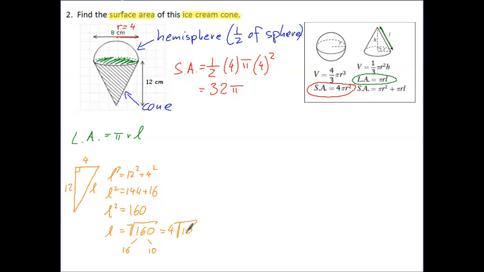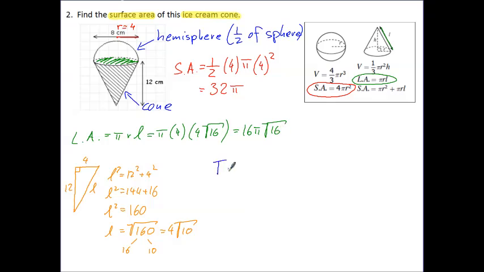That's our slant height. Now let's put that into our formula for the lateral area. We got pi times r, which is 4, times 4 times the square root of 10. And we're going to keep that square root of 10 for now. We got 4 times 4, that's 16. So we got 16 pi square root of 10. That is our lateral area.